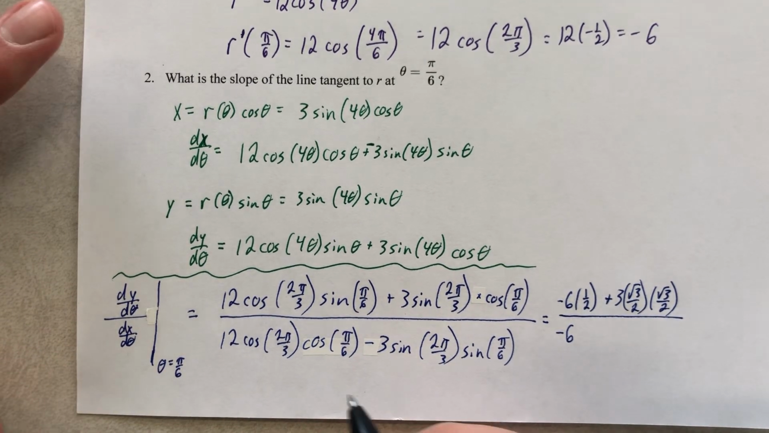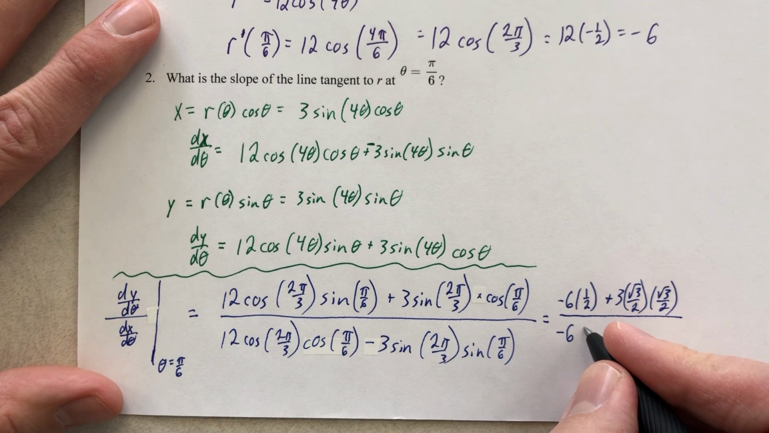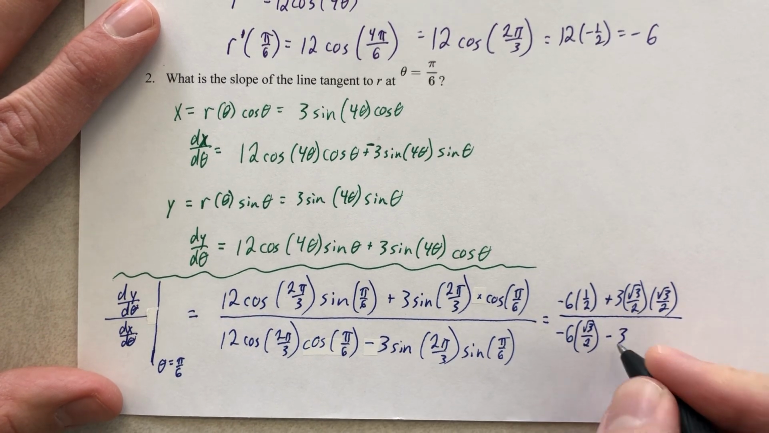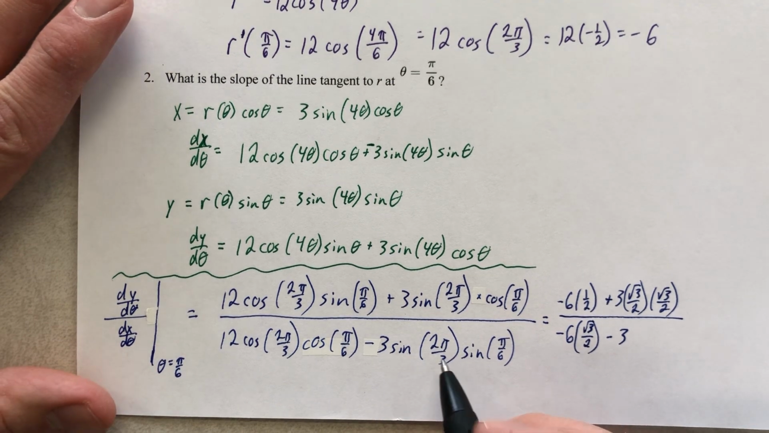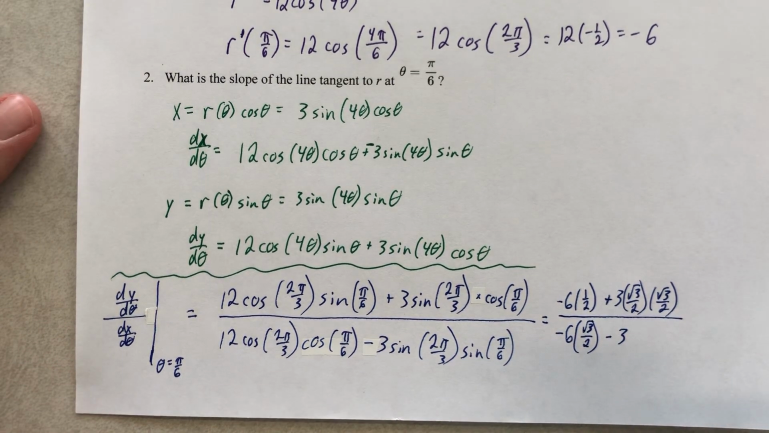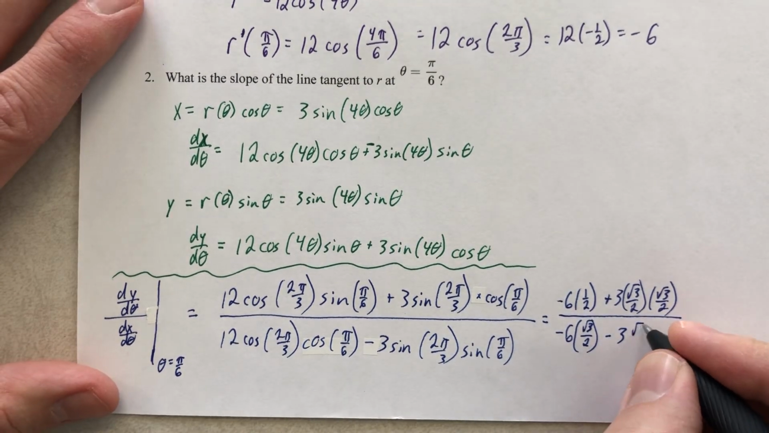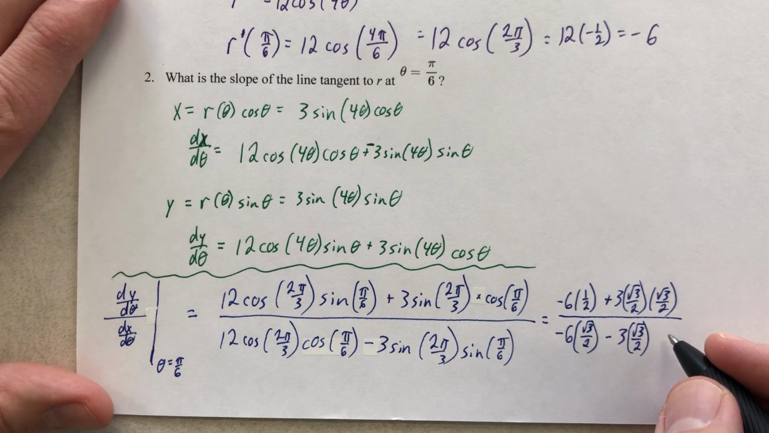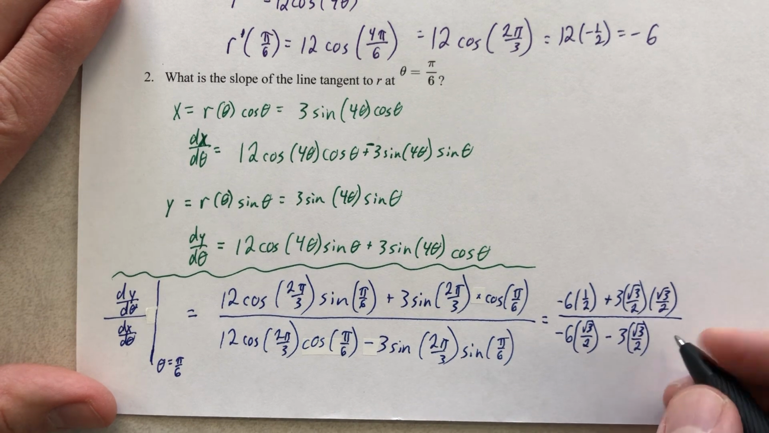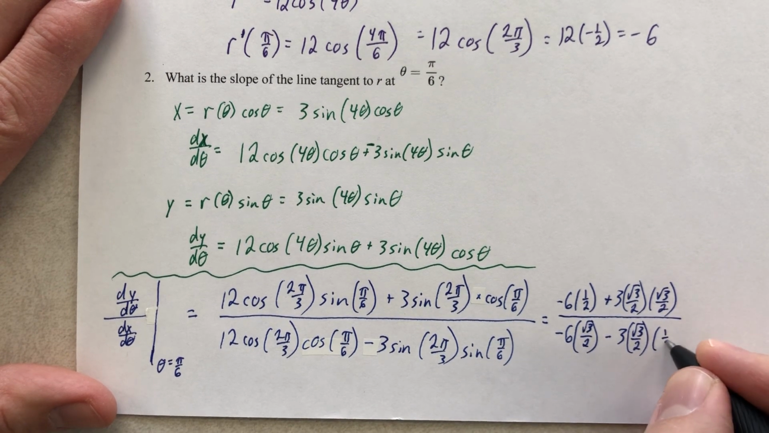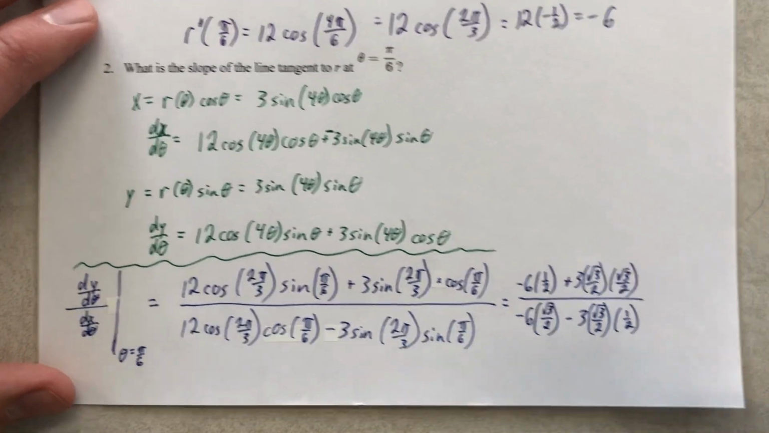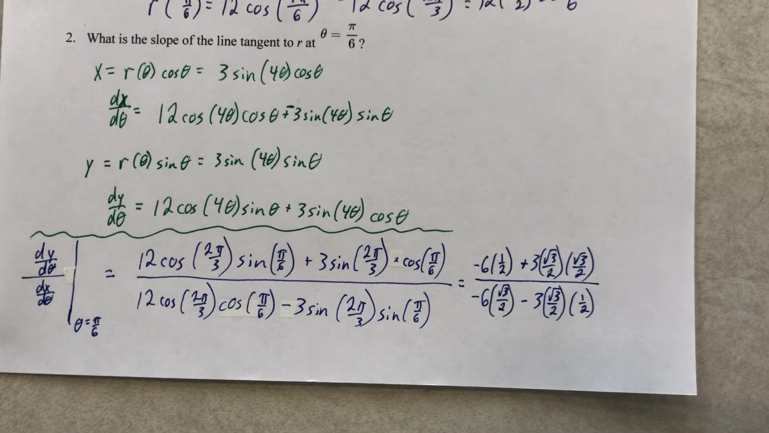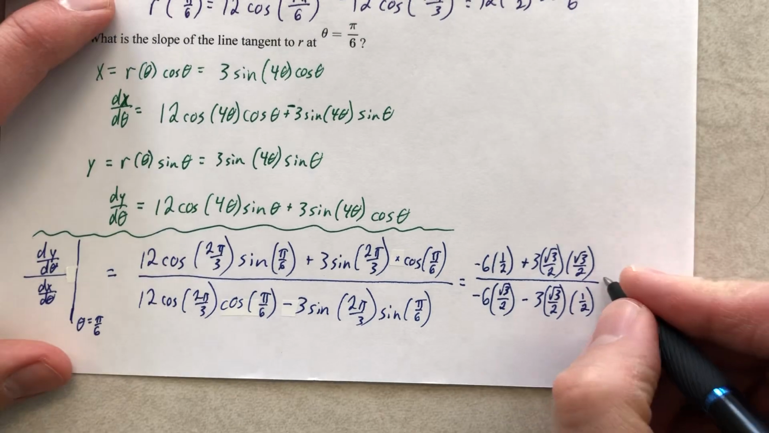Cosine of pi over 6 is the same thing we just had right there. That'd be square root of 3 over 2. Minus 3 times sine of 2 pi over 3, square root of 3 over 2. Yep, those two should match up. And then sine of pi over 6 is 1/2. Okay, I said we do as much as we can without a calculator. We're going to have to use a calculator here in just a minute. But in the meantime, let's keep moving.